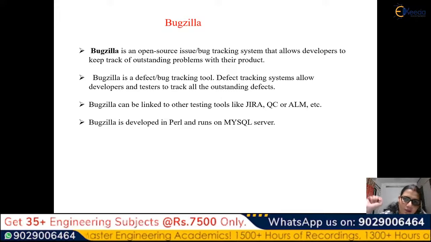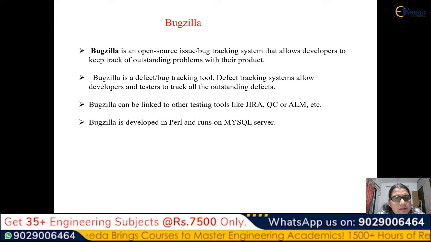Bugzilla is an open source issue or bug tracking system that allows developers to keep track of outstanding problems with their product. Open source means that you don't have to pay for this. It's independent, you can download it and start working. Again, this is a bug tracking system that allows developers to keep track of outstanding problems with their product.